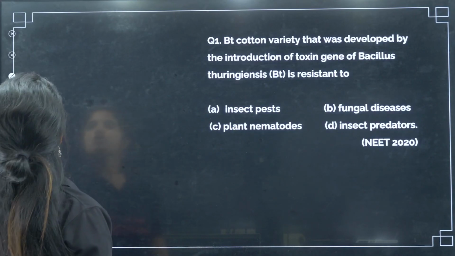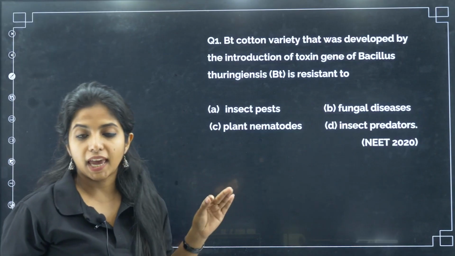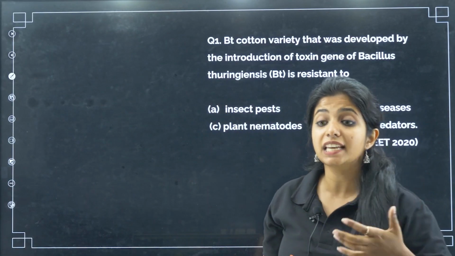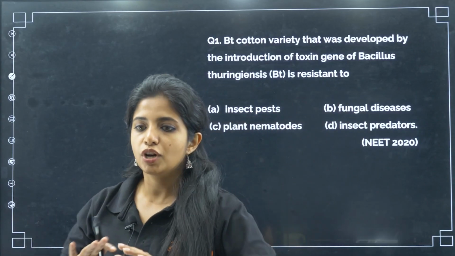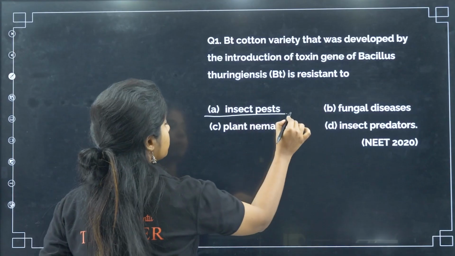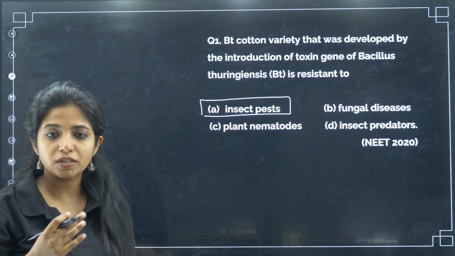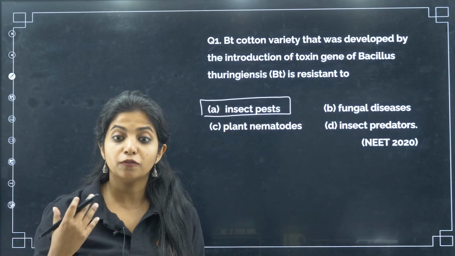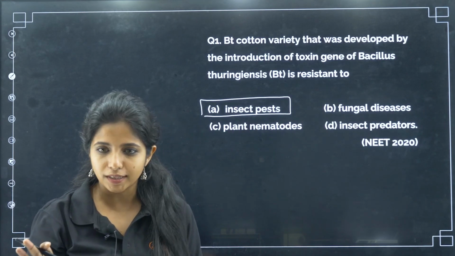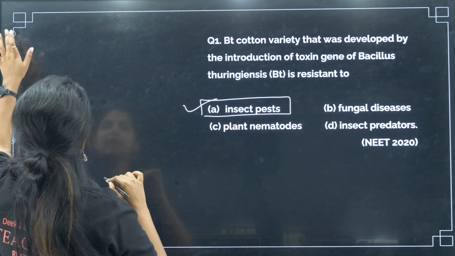Yes. So my dear children, over here, Bt cotton actually works against insect pests. The toxins in there work against insect pests, not nematodes, not fungal diseases, and not insect predators. It is just insect pests, that is dipterans, lepidopterans, coleopterans and things like that. For example, fruit flies, cotton bollworms, corn borers, all those things. So your answer would be A.